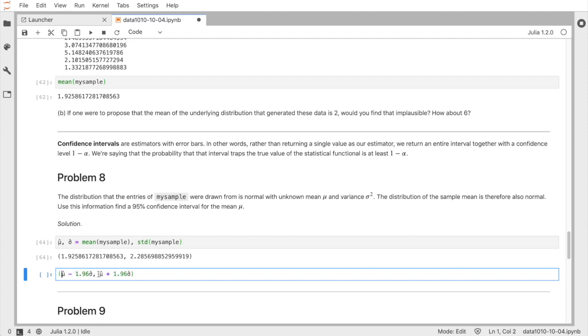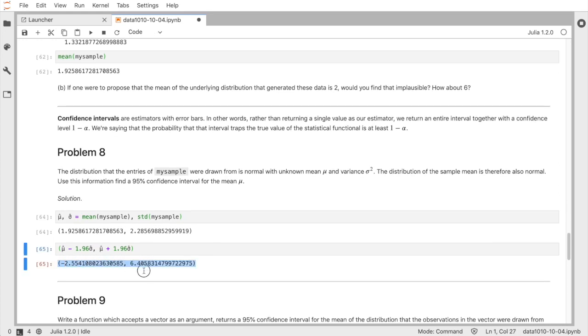So this is our interval. We'll start 1.96 standard deviations to the left of the mean, and we go to 1.96 standard deviations to the right of the mean, and we get this interval. And actually, I missed one thing here, which is that this mean and standard deviation are of the original distribution. We have to work out how they relate to the mean and standard deviation of 10 observations drawn from that distribution.